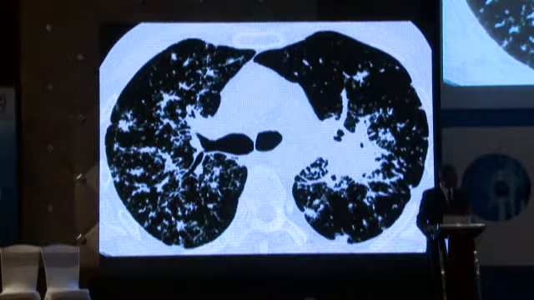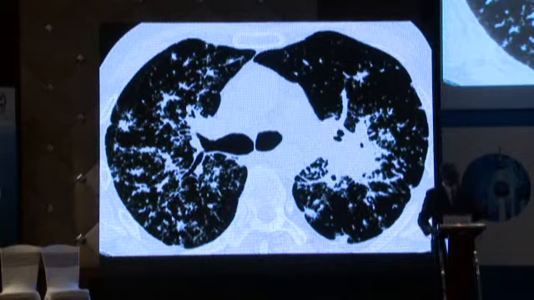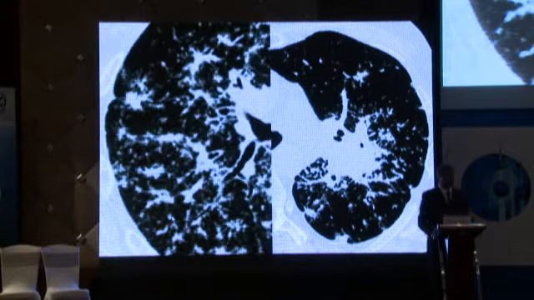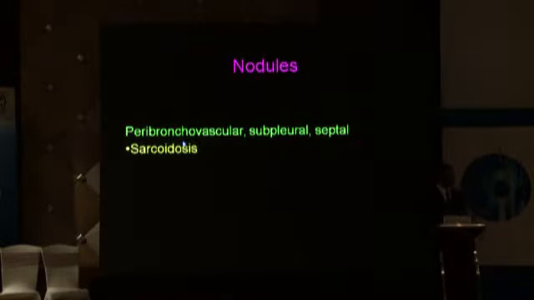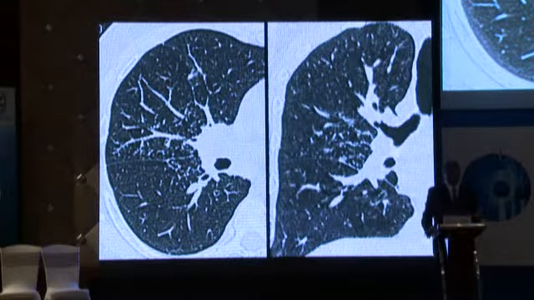Then we have nodules. And the classic nodular interstitial lung disease is this one. It presents with perivascular nodules. We have subpleural nodules, and we have fissural nodules. We may not see all of them at the same time, but the moment we see perivascular nodules, there is only one condition that does this, and this is sarcoidosis.